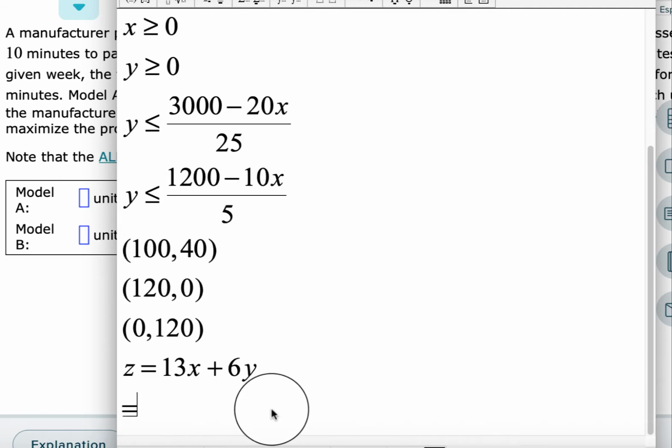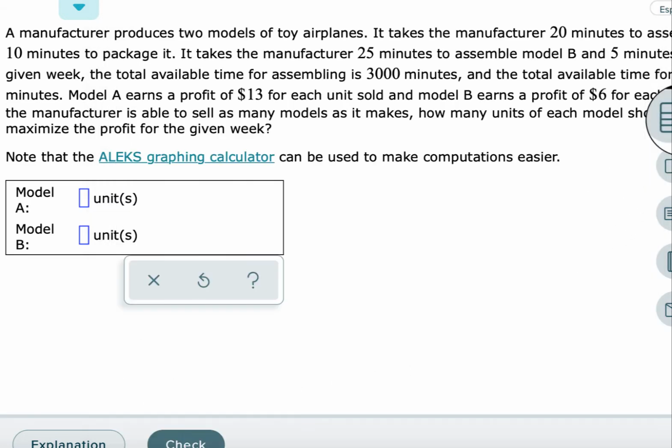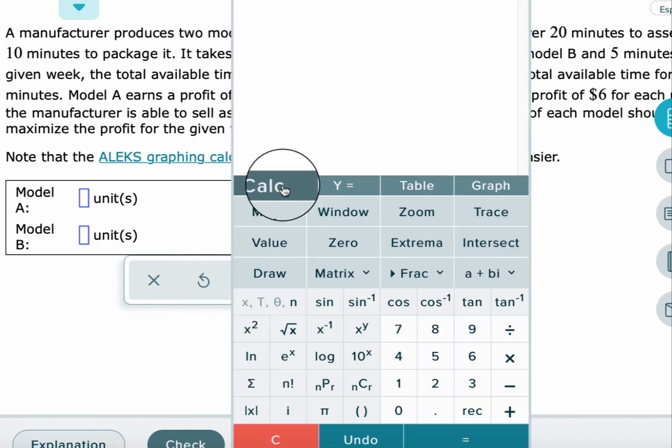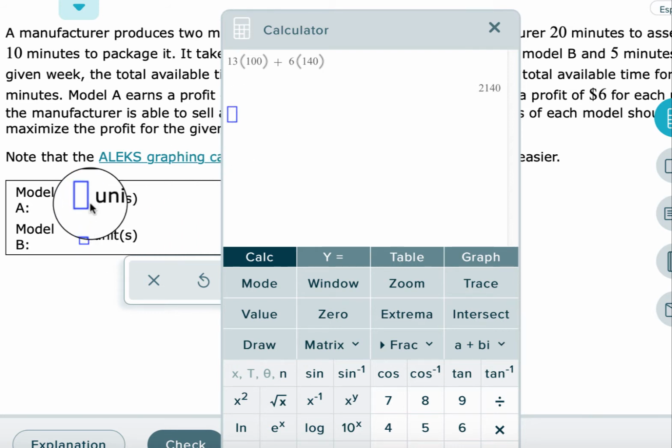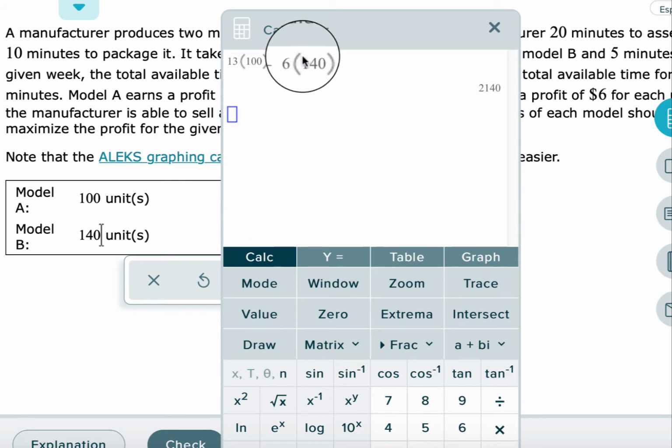Now some of these problems, they don't always give you profit. Sometimes they ask you to minimize. So you can't just always assume that it's going to be the intersection point. You really do need to test the values. So when we do 13 times 100 plus 6 times 40, let's do that on the calculator. That gives us 2140. So that's going to give us our maximum value. So when x is 100 and y is 40, that's when we're going to maximize our profit for producing these models.